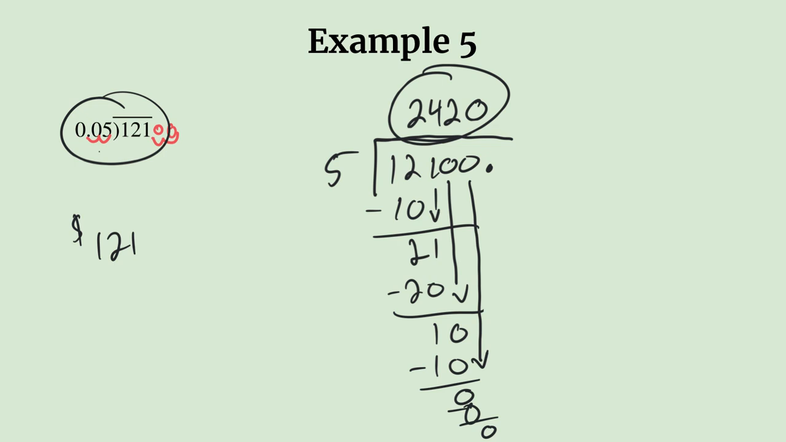So it might seem like a big number, but it is a big number because if you think of 5 cents, that's not a whole lot of money compared to $121, which is a decent amount of money. So a small number into a big number gets you a big number. It takes a lot of those small numbers to count up to that big number.